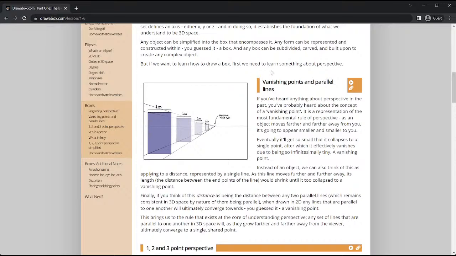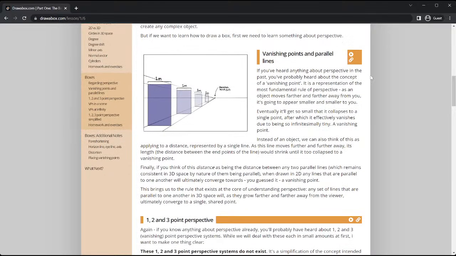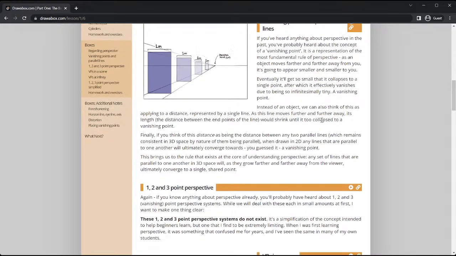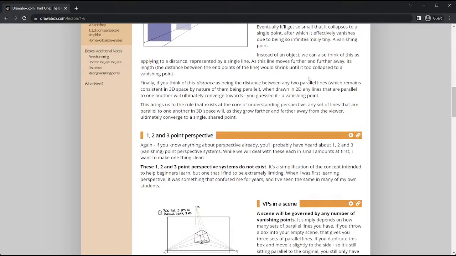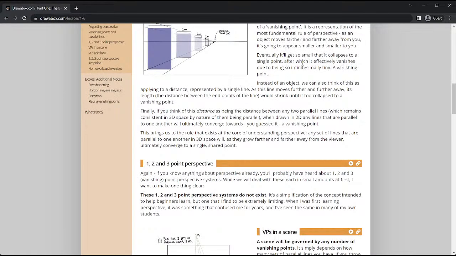But if we want to learn how to draw a box, first we need to learn something about perspective. You've got the vanishing points. Heard anything about perspective in the past? The vanishing point is representative of the most fundamental rule of perspective. As an object moves farther and farther away from you, it's going to appear smaller and smaller to you. Eventually it'll get so small that it collapses into a single point, after which it effectively vanishes due to being so infinitesimally tiny. A vanishing point.